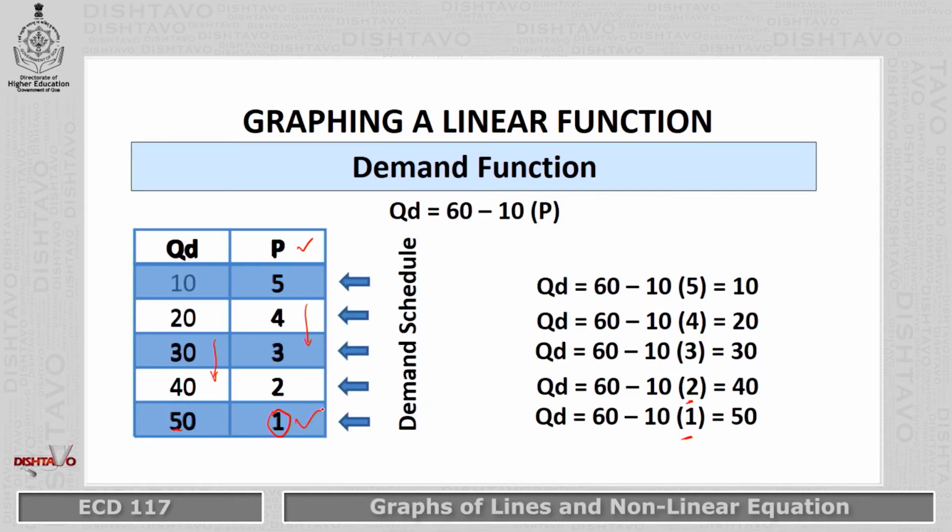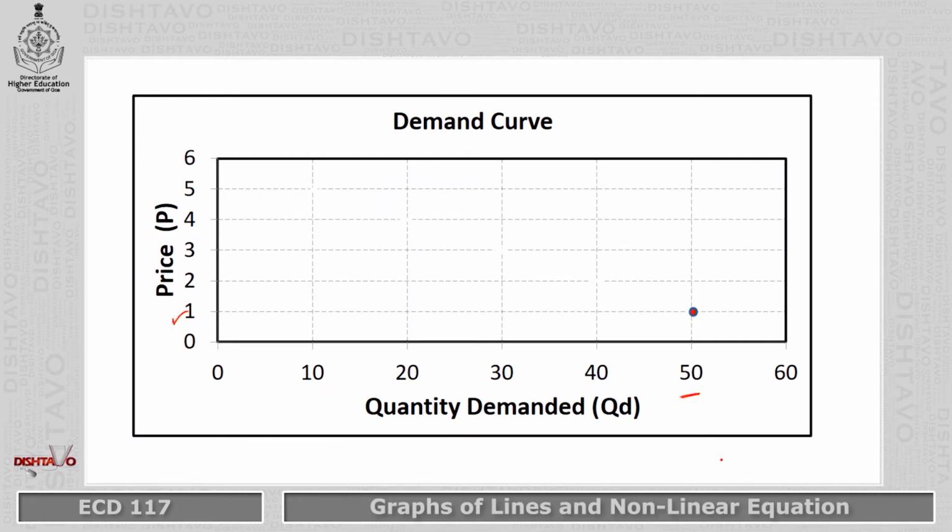That's right here. So let's go back. So our first point is 50, 1. Then we have 40, 2, followed by 30, 3, and then we have 20, 4, and finally the last point, which is 10, 5. All that is left to do now is plot these particular points and draw the straight line just like that. And there you have it, a straight demand curve, which is nothing but a linear function.